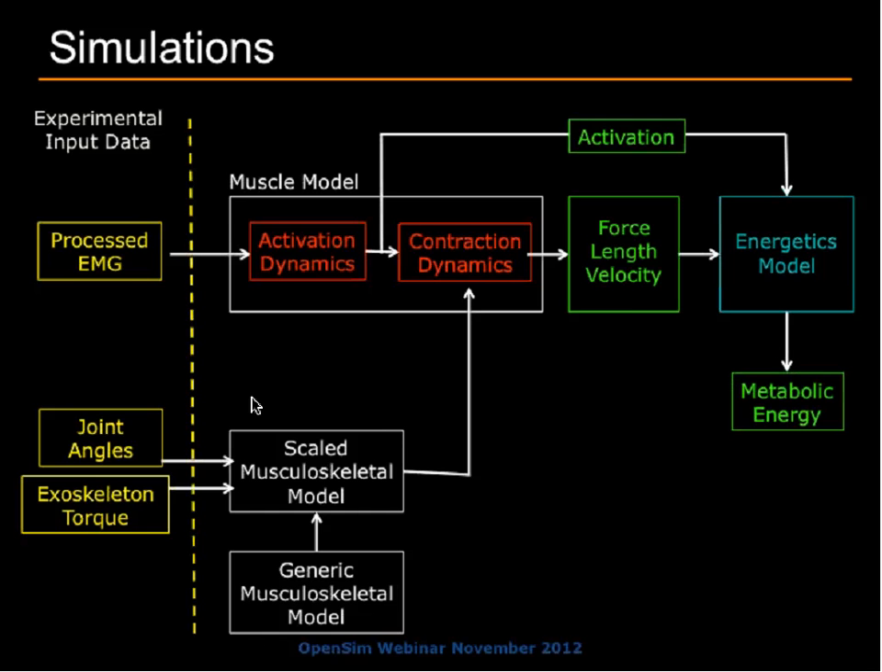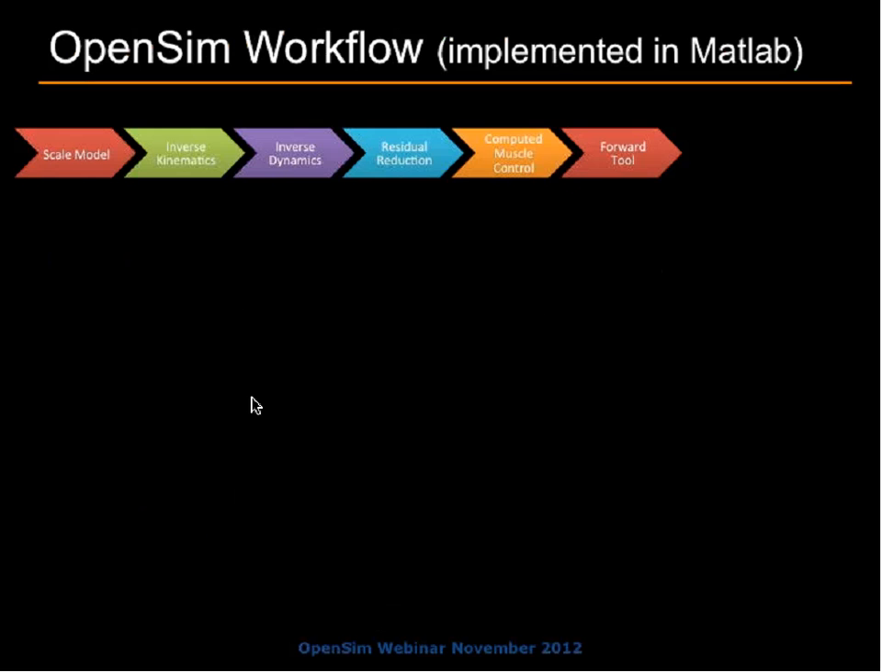So that's a general overview of it, but I wanted to also show you how we implemented that in OpenSim. If we look at our perhaps typical OpenSim workflow, and I should note that we used MATLAB scripting as a tool to implement our OpenSim workflow. What you see here is our typical OpenSim workflow, if there is such a thing, where we would scale our model, run inverse kinematics, inverse dynamics, and then maybe do some residual reduction, run a CMC and the forward tool.